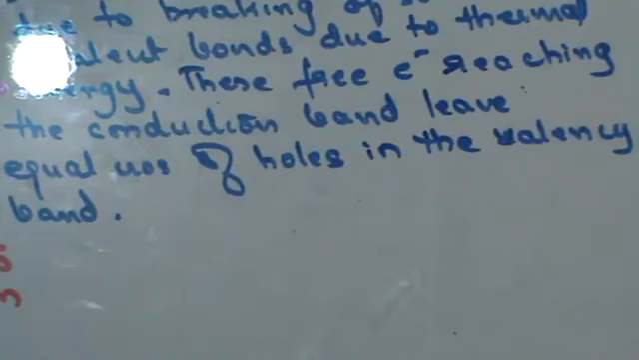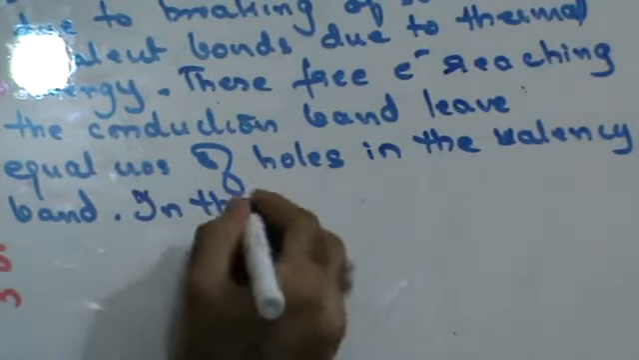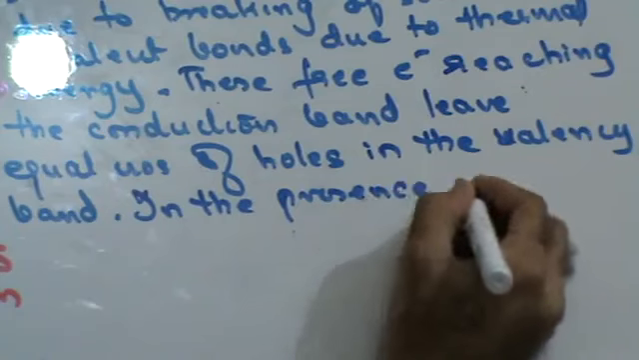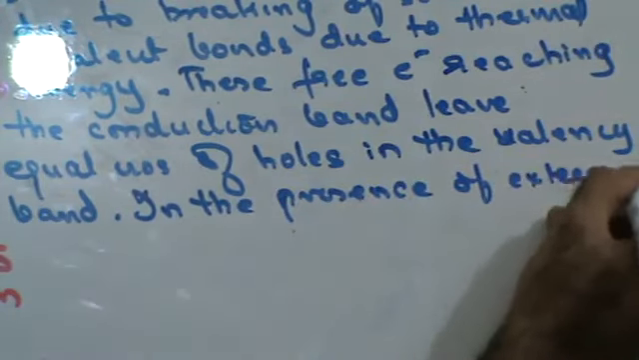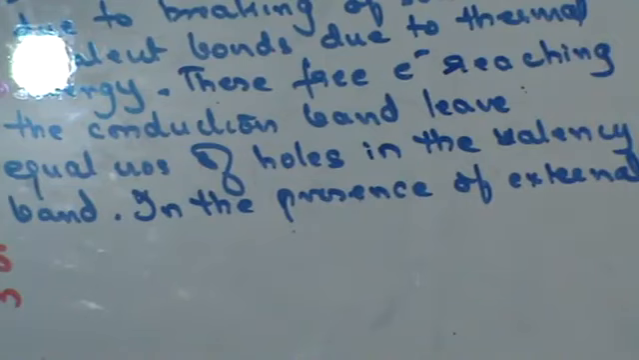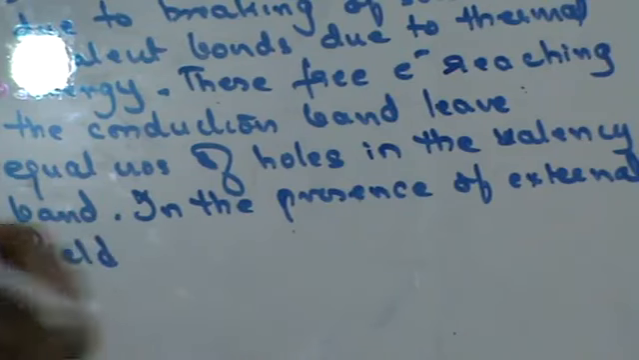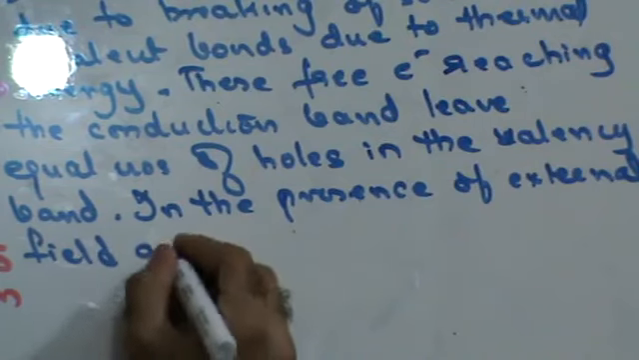Now, when some external field is applied to an intrinsic semiconductor, the conduction through the semiconductor is with the help of free electrons as well as holes, but the number of free electrons is very few, and hence a very small current flows through them. So in the presence of an external field, a small current flows through them.